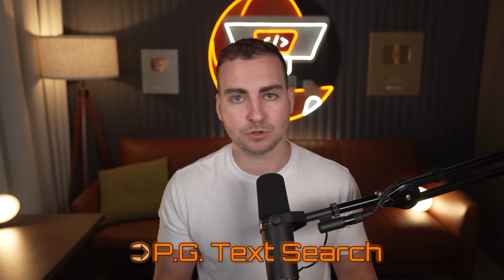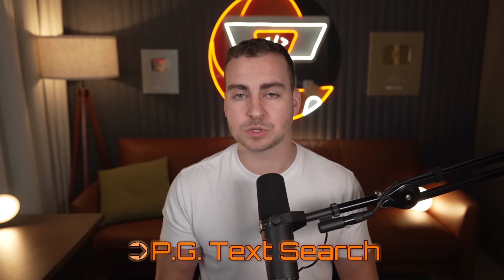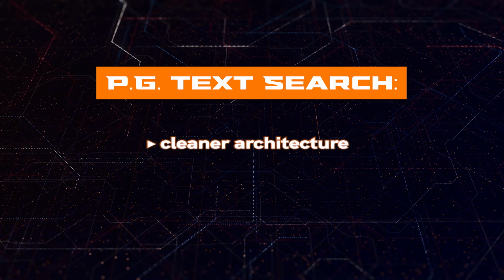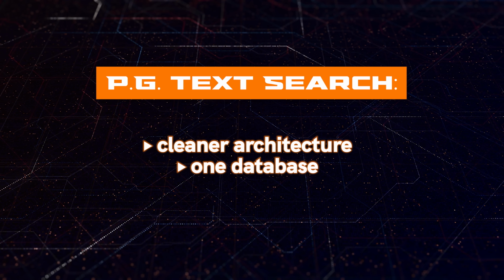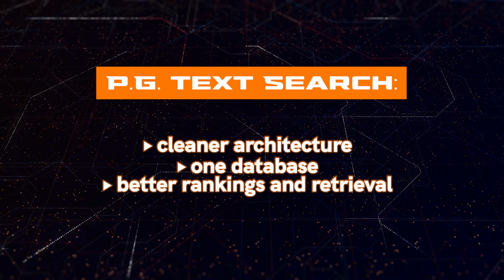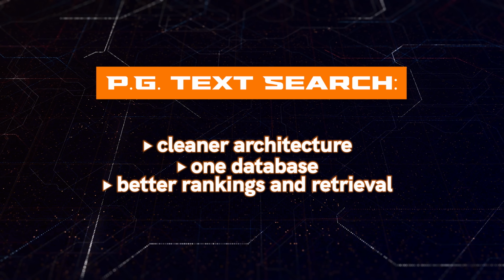So this is the feature I'm going to show you in this video called PG Text Search, and it focuses on what Postgres was missing: high-quality ranked keyword search that pairs naturally with vector search for AI applications. Now, the result is a cleaner architecture, one database, better rankings, and retrieval that actually matches how modern AI systems work. Okay, so that's the overall understanding that you need in order for this video to make sense.